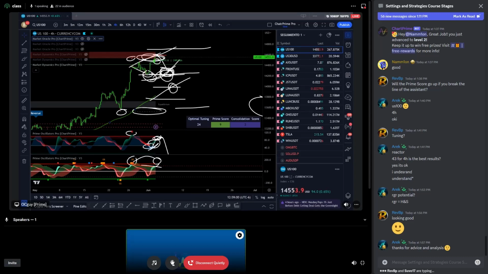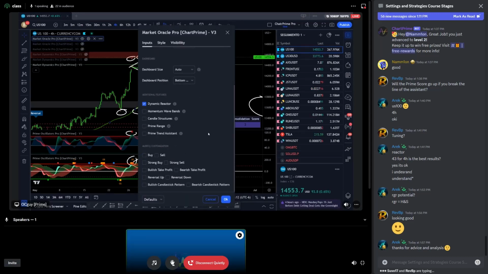How to set the alert for the dynamic reactor color change, for example red to green and vice versa. That should be in Market Oracle Pro. Here, click the gear icon. And remember, the dynamic reactor changes once it breaks through.